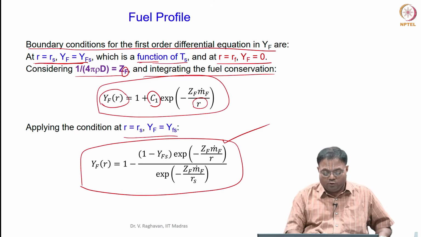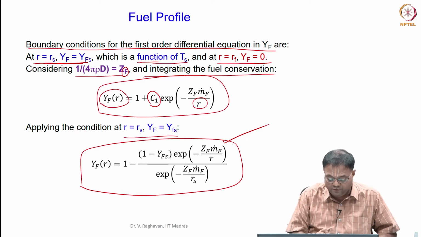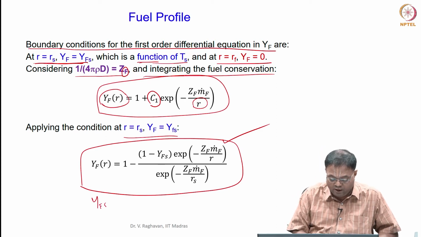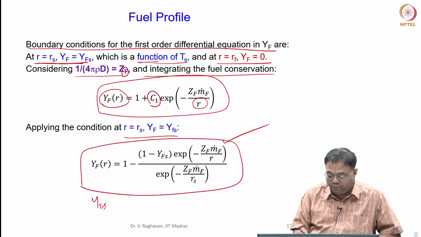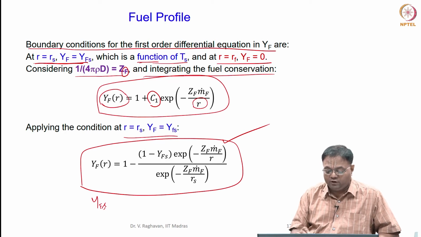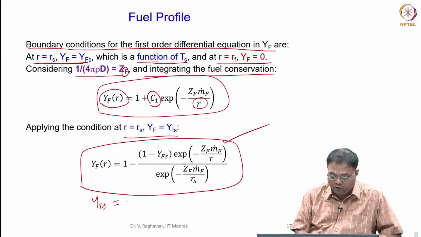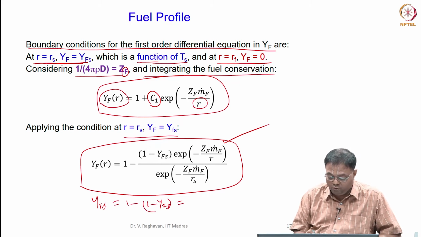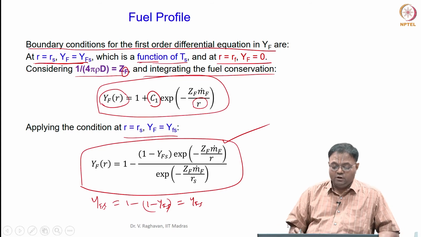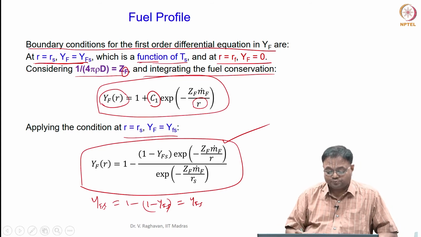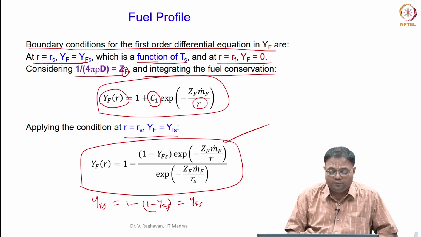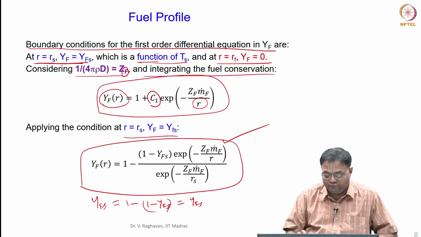When you put R equal to RS here, this will be YFS. So this will be YFS. I am putting R equal to RS. So if I put R equal to RS, this exponent term will cancel out. So we will get 1 minus YFS, which will be equal to YFS. So that is correct.